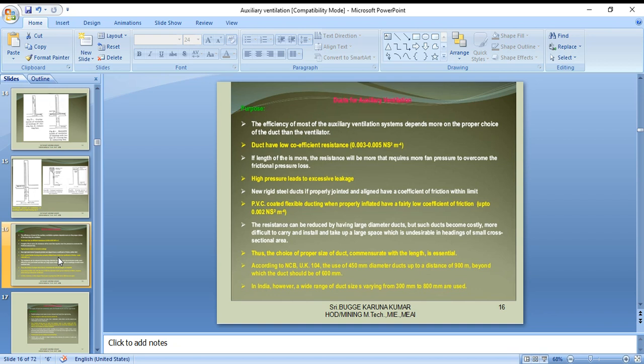According to NCB UK and other countries, 450 mm diameter ducts are used up to a distance of 900 meters, beyond which the duct should be 600 mm. In India, however, a wide range of duct sizes varying from 300 to 800 mm are used. So this is about the material used; the ducts are also an influencing factor for efficient, successful ventilation, which is the basic purpose of using ducting. I hope you understand the purpose of the ducts from this explanation.